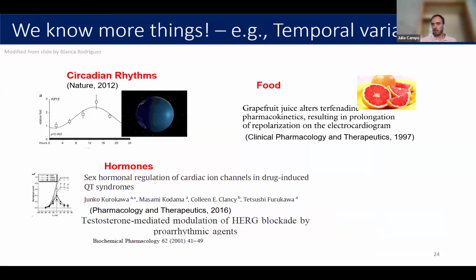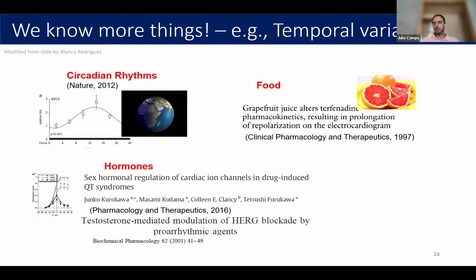Because we know lots of things, right? So beyond that, we know that drug response can depend on circadian rhythm, on food intake, and also on hormonal levels. So we have a lot of different information available to us when it comes to specifically cardiology that could be relevant to solve this problem. However, we also need to think about how deep we are going to go when designing a digital twin. And we need to sometimes narrow down the context of use to something that is feasible.